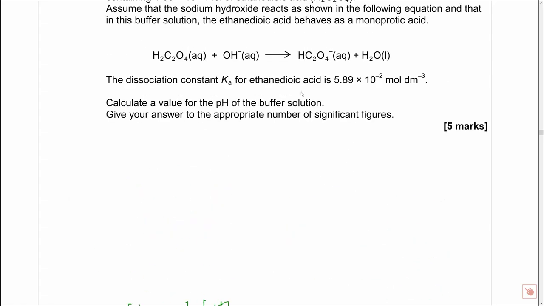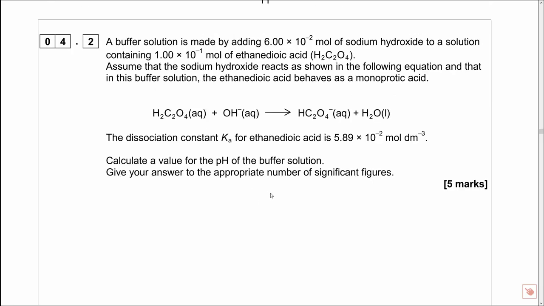Anyway, we've got to work out the first bit first, and I like these questions in that it requires 5 marks, quite nice. What you've initially got though is the production of the salt.